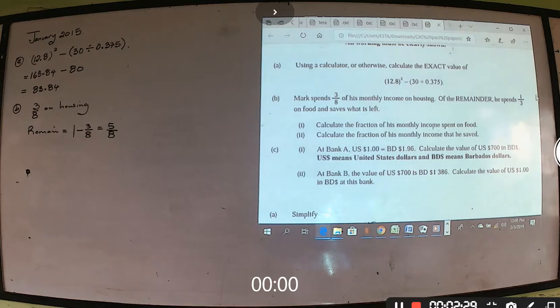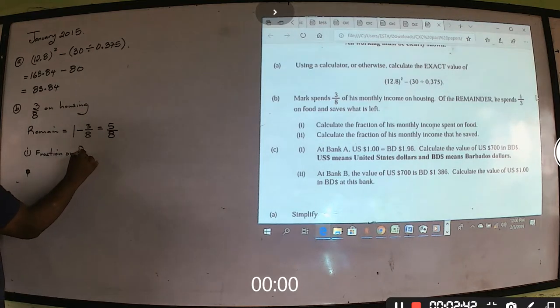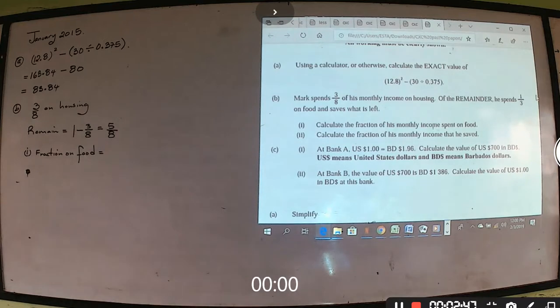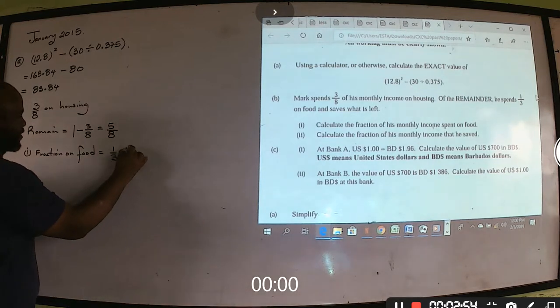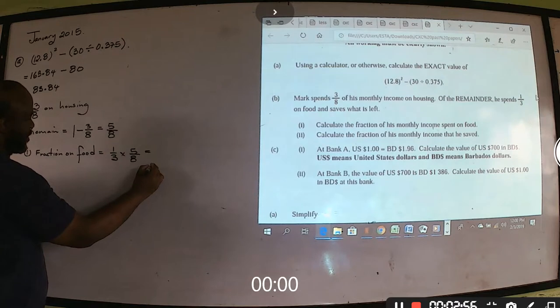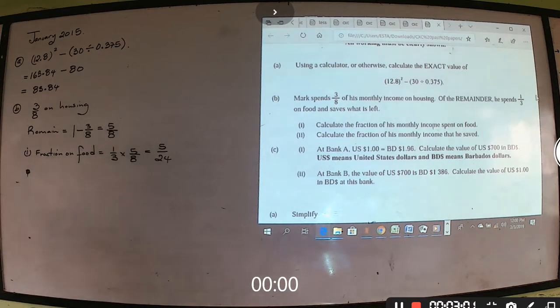Now, of the remainder, he spends 1/3 on food. What fraction does he spend on food? 1/3 of the remainder. So it's 1/3 of 5/8, which is 5/24. Did you get that? Yes, sir. If you didn't, you got a joke. What next?